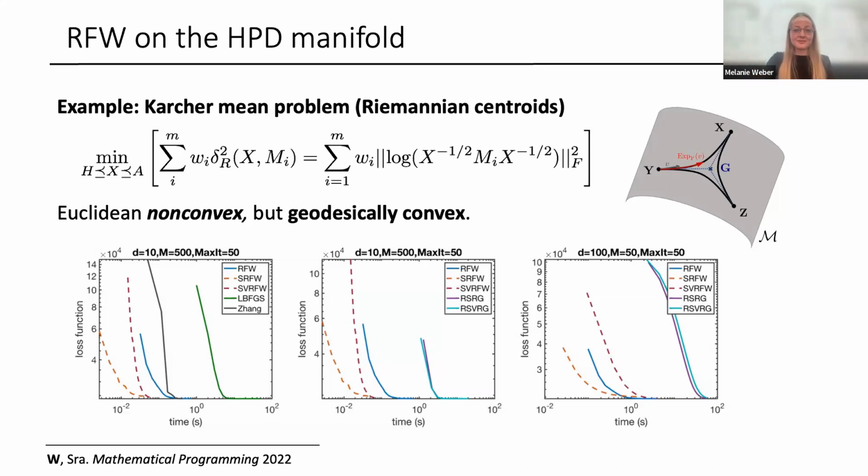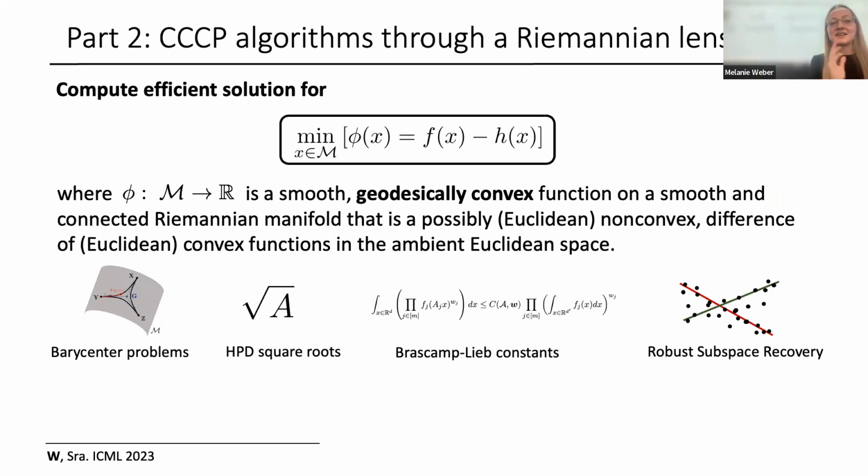Okay. Maybe I'll move on. So in the second part, we're staying with optimization on manifolds, but the problems that we're now considering have an objective function that can be written as a difference of convex functions. Here, importantly, the component functions f and h are Euclidean convex. And then, of course, the difference of two convex functions is not necessarily convex, right? So in interesting instances of this problem, the objective function is Euclidean non-convex.